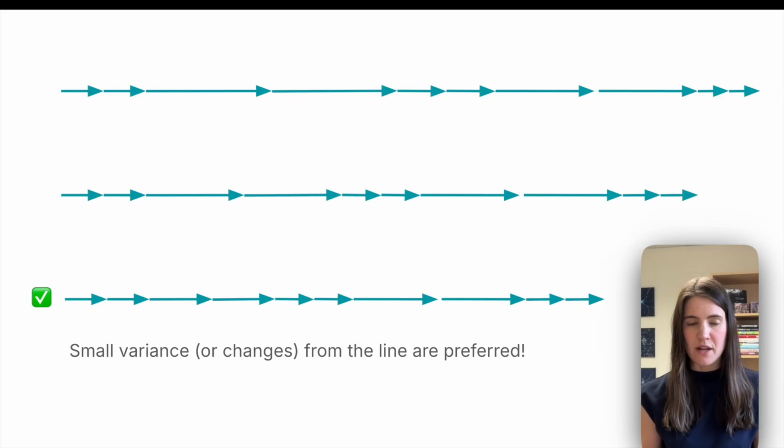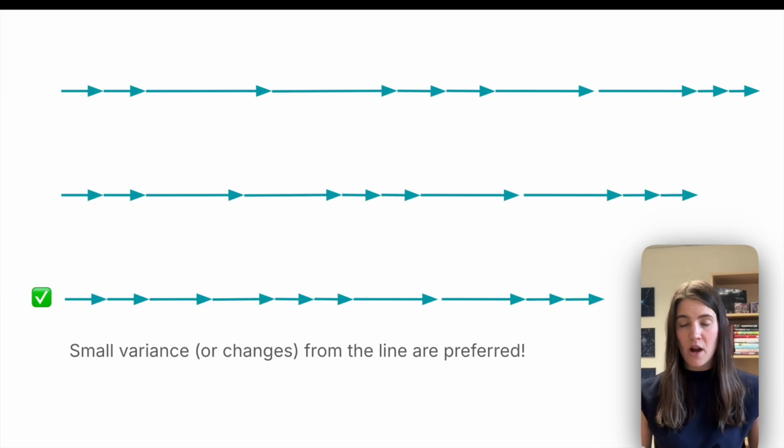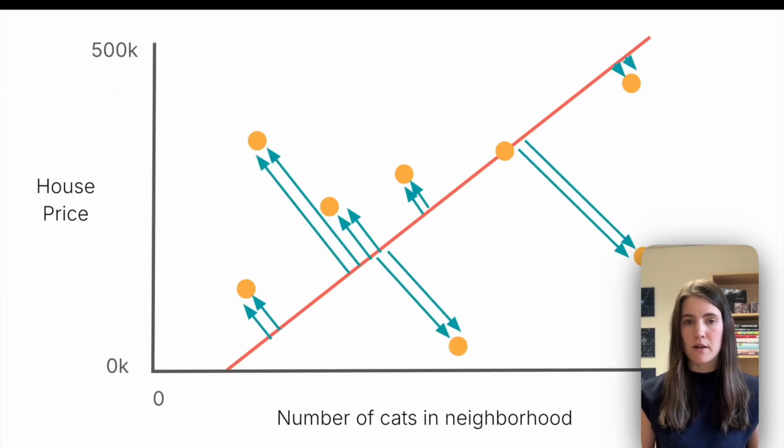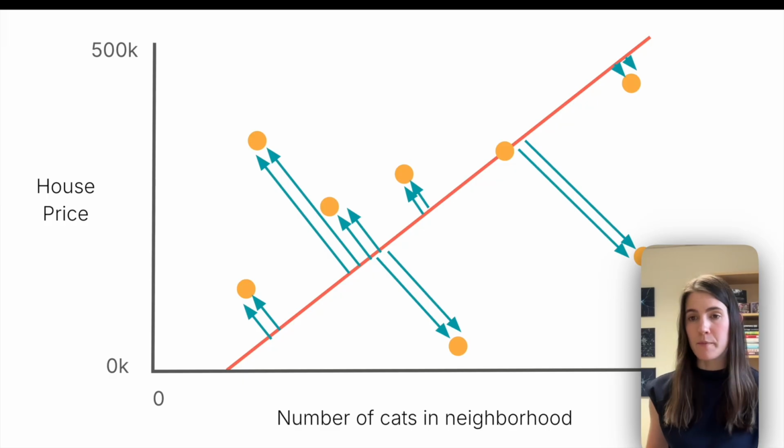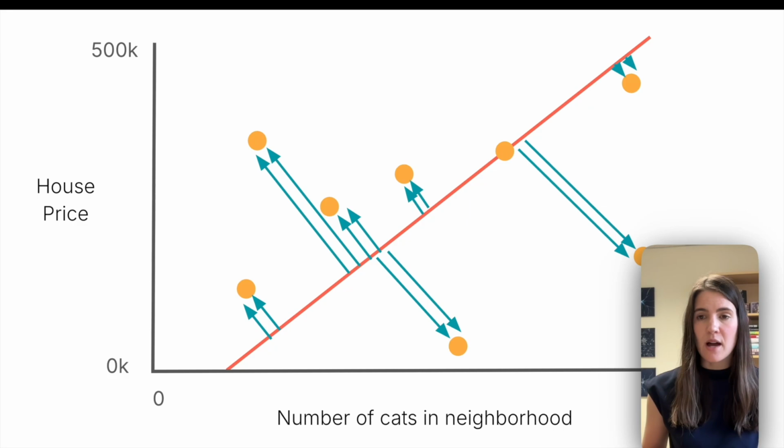Now, another interesting thing here is that small variances or changes from the line are preferred, right? That's how we set up the problem, by having 2 lines here instead of just one. We're really overemphasizing points that are really far from the line, and we're not as worried about points that are really close to the line. So this allows us to overemphasize those big distances, because we really don't want to have those big distances, right? We want to have very small distances from this line if it's going to be our best line of prediction.